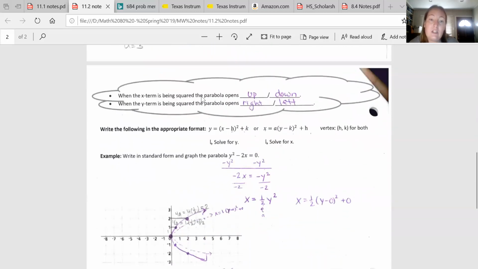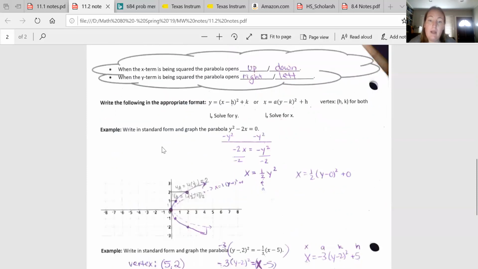Here it's saying when the X term is the one being squared, it opens up or down. When the Y term is being squared, it's right or left. So this is exactly what we had at the beginning of the lesson I mentioned. Here when it's Y equals and the X is being squared, it is the up or down case that we had back in chapter 8. Here when it's the Y that's being squared, then it is the right or left case. But again, HK, H is just our different positions. HK is the vertex in either way.